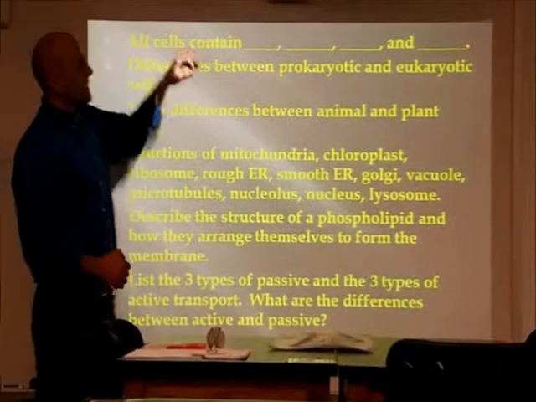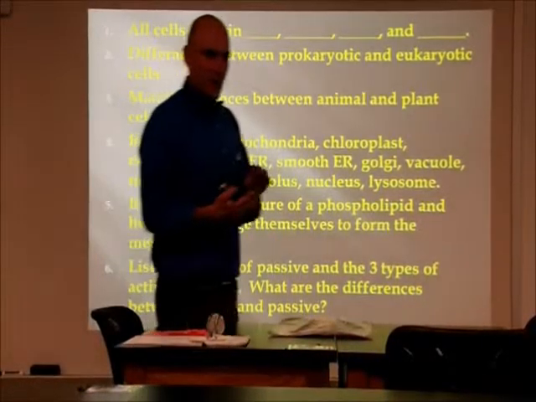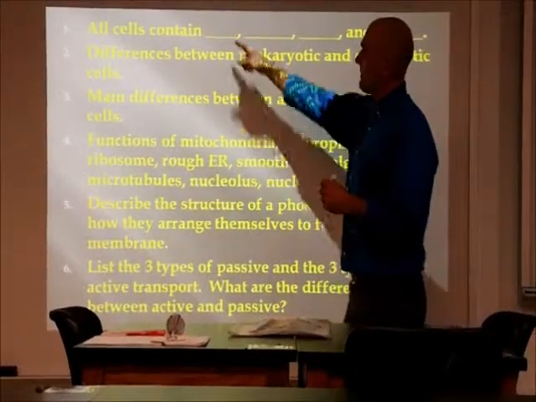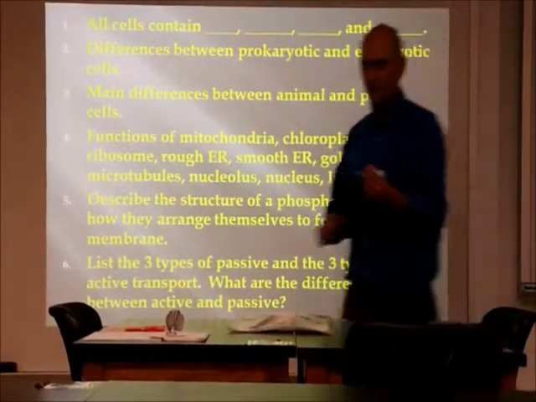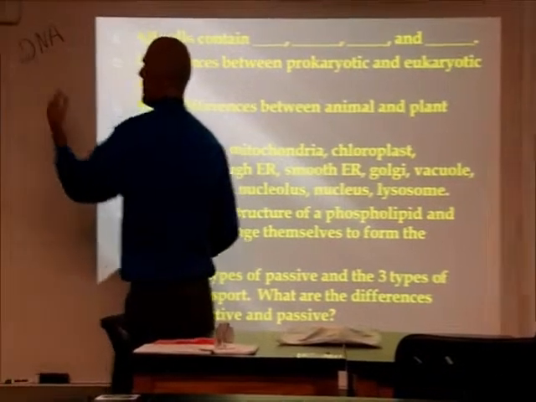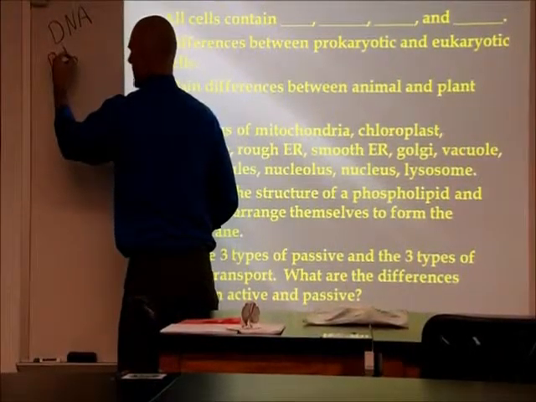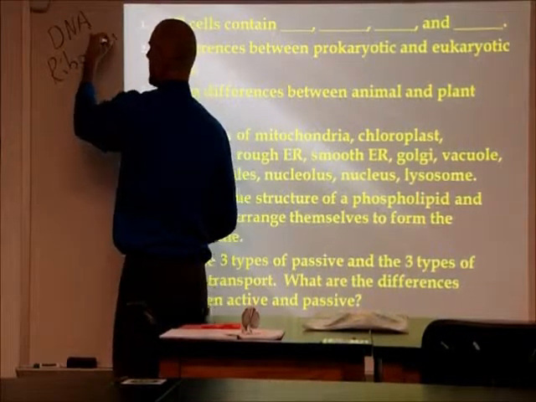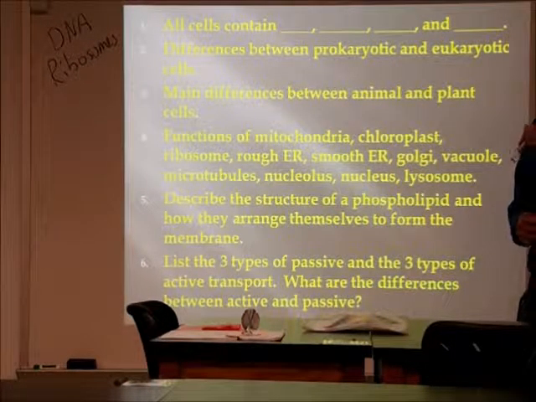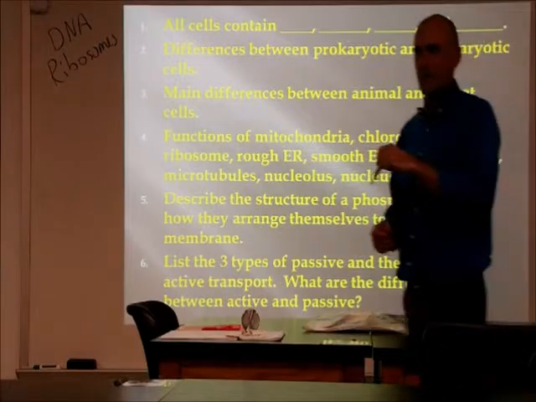So all cells contain four things. Whether we're talking about prokaryotes, eukaryotes, any kind of cell, they're all going to have four things in common. They're all going to have DNA. They're all going to have ribosomes in them. And if we think about these a little bit, that makes sense, because DNA is the code to make proteins. And what does the manufacturing of proteins?